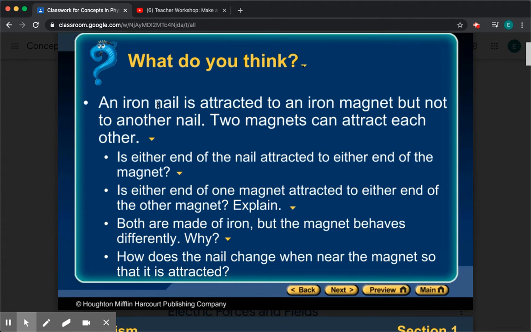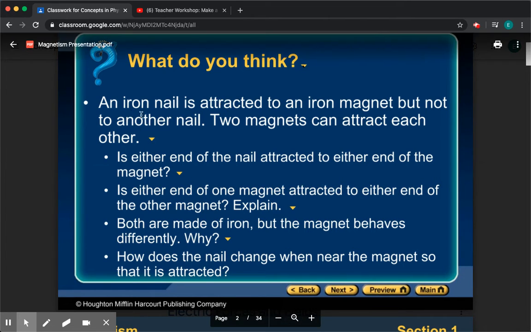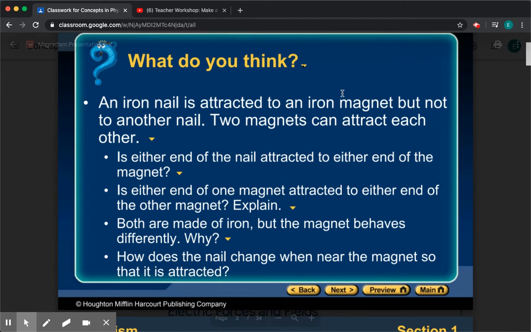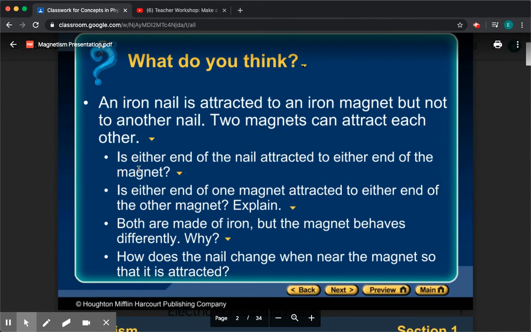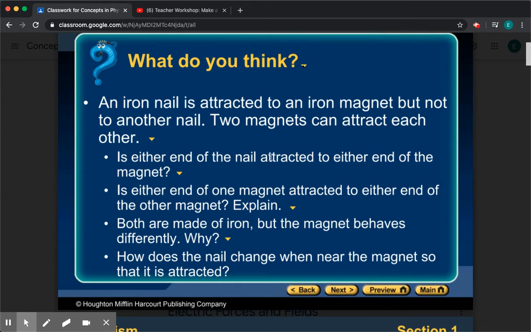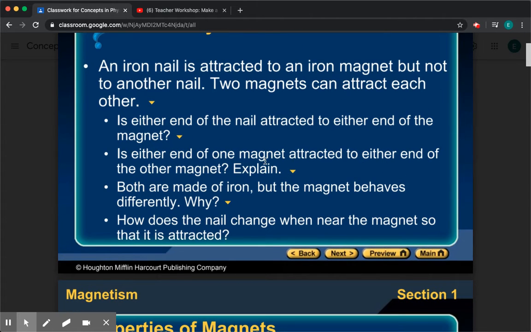So, we have an iron nail and we have an iron magnet. The iron nail can be attached to the magnet, but it can't be attached to the other nail. But two magnets can attract each other. So what they're asking us is, is either end of the nail attracted to either end of the magnet? We know that magnets have poles, right? There's a north pole and there's a south pole. If we had a magnet and a nail, can the nail stick on either end? The answer is yes, it can. Is either end of the magnet attracted to either end of the other magnet?